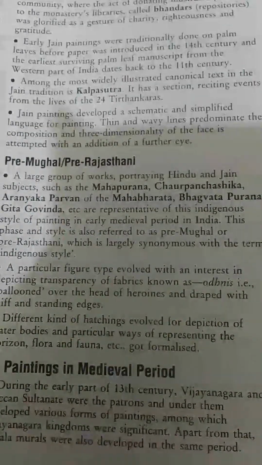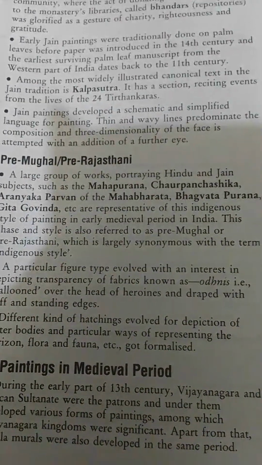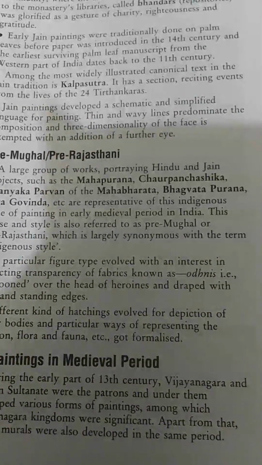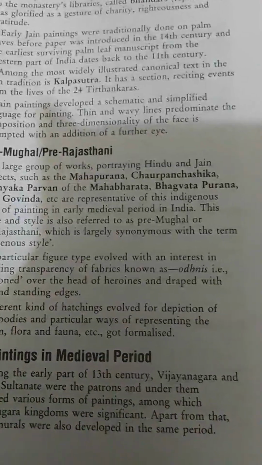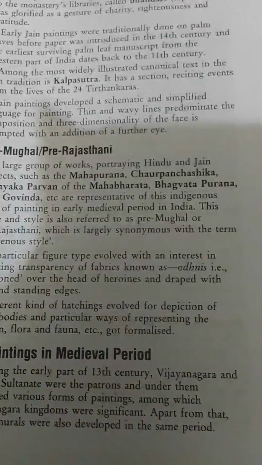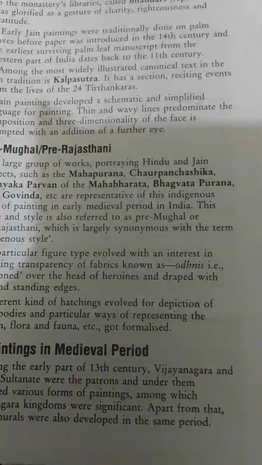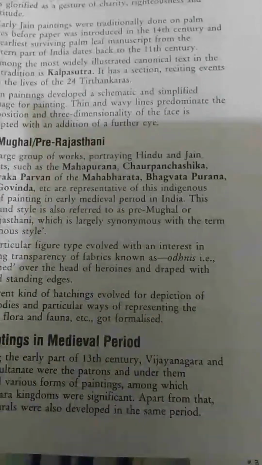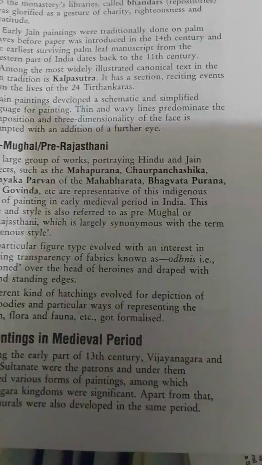Mahapurana, Chaura Panchasika, Aranyaka Parvana, Mahabharata are representative of the indigenous styles, and this style is also referred to as pre-Mughal or pre-Rajasthani, which is largely synonymous with the term indigenous style. A particular figure type evolved with an interest in depicting the transparency of fabrics, known as the balloon, and the head of heroines.